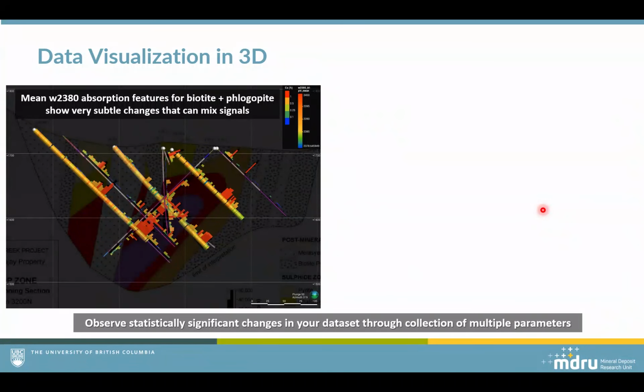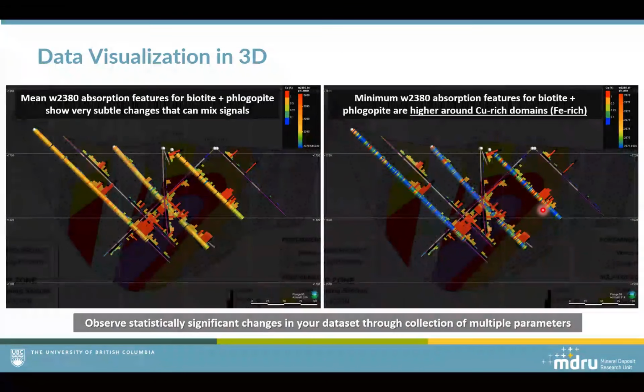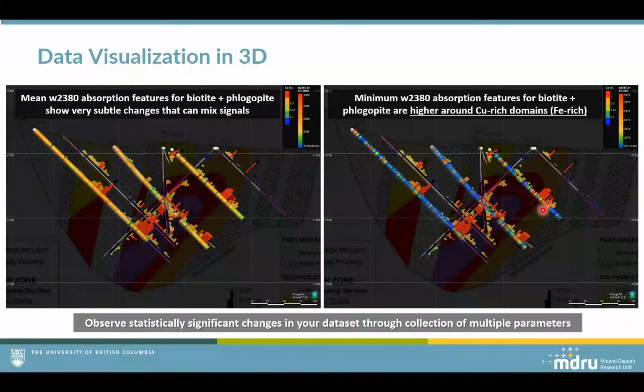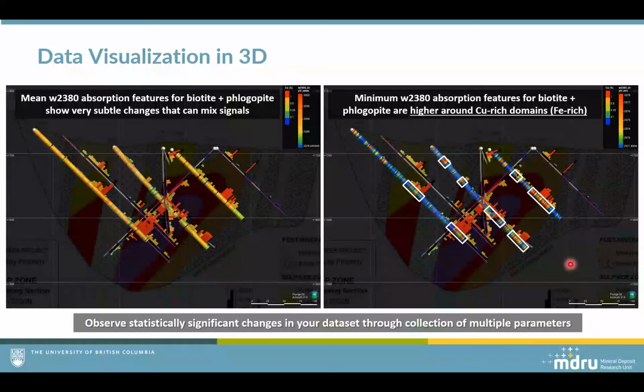We look at biotite absorption, or the 2380 absorption features for biotite and phlogopite combined. These show very subtle changes in the mean values relative to the copper zones. But an interesting thing is when we start looking at things like minimum values, we're actually seeing discrete domains that overlap with the copper zones. So this is indicating higher wavelength 2380 absorption features, or more iron-rich compositions around these copper-rich domains.